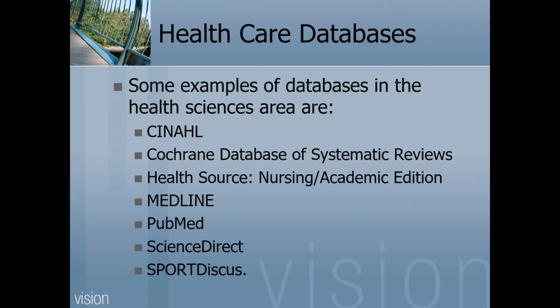Some examples of databases in the health sciences are the CINAHL Health, Cochrane database of systematic reviews, HealthSource, including nursing and academic edition, Medline, PubMed, ScienceDirect, and SportDiscus. Although this module will demonstrate searching techniques within a few databases, similar search strategies can be used regardless of the database you choose.